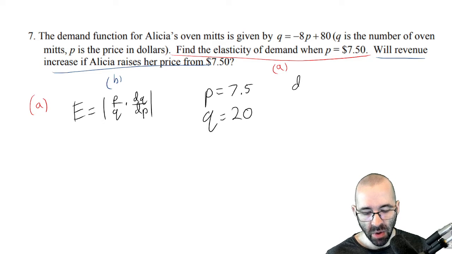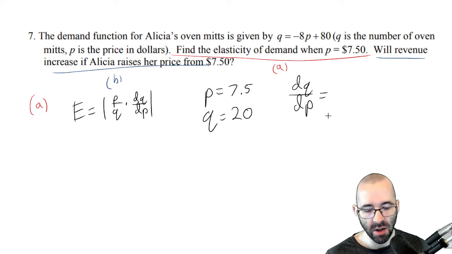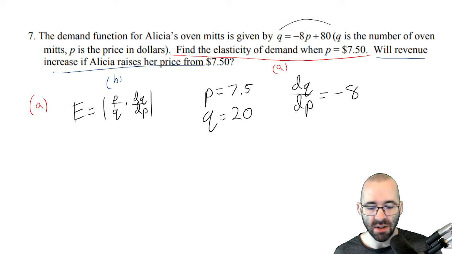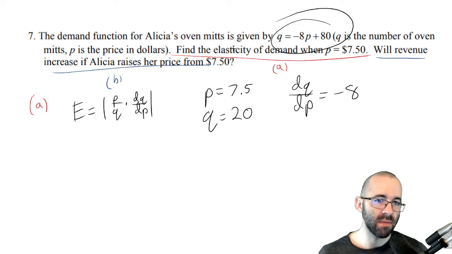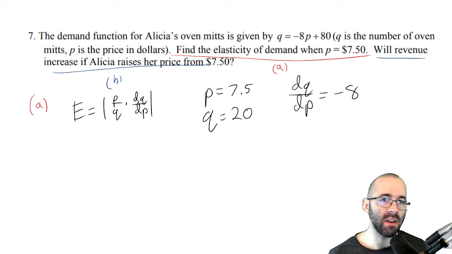Great. Now how does Q change? How does the quantity change with a price change? The derivative of Q with respect to P, using the power rule, right? This is just a line. What is the slope of the line? Because derivative is just slope. The derivative, the slope, is just negative 8.